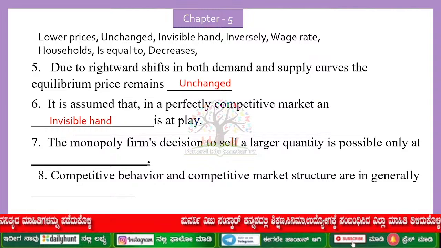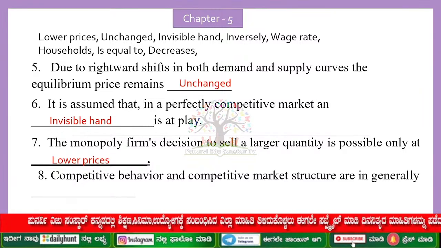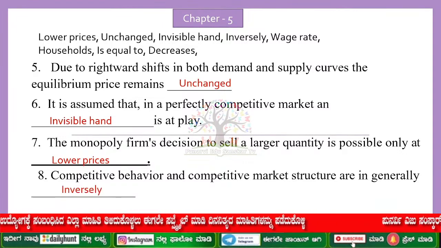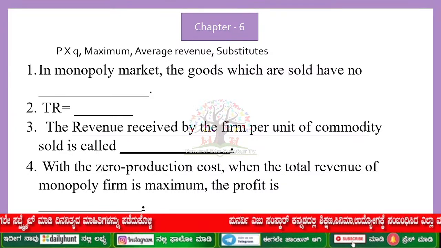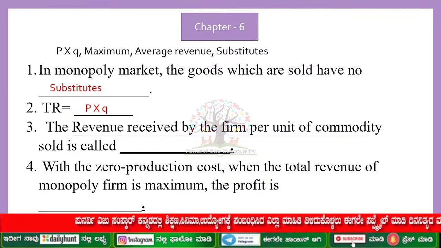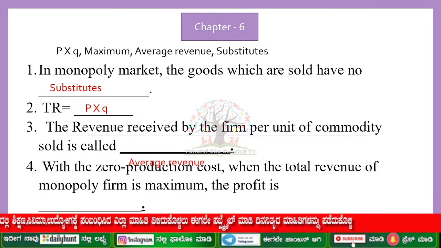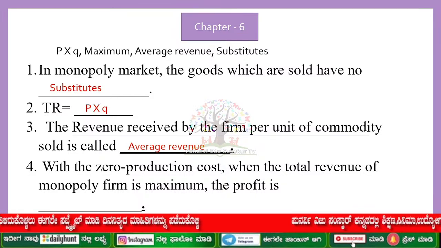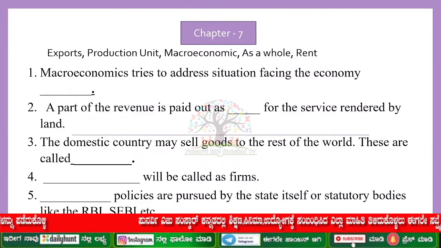A monopoly firm's decision to sell a large quantity is possible only at a lower price. Competitive behavior and competitive market structure are generally inversely related. In a monopoly market, goods which are sold have no substitute. TR equals P into Q. The revenue received by the firm per unit of commodity sold is called average revenue. With a zero production cost, when total revenue of a monopoly firm is maximum, the profit is maximum.